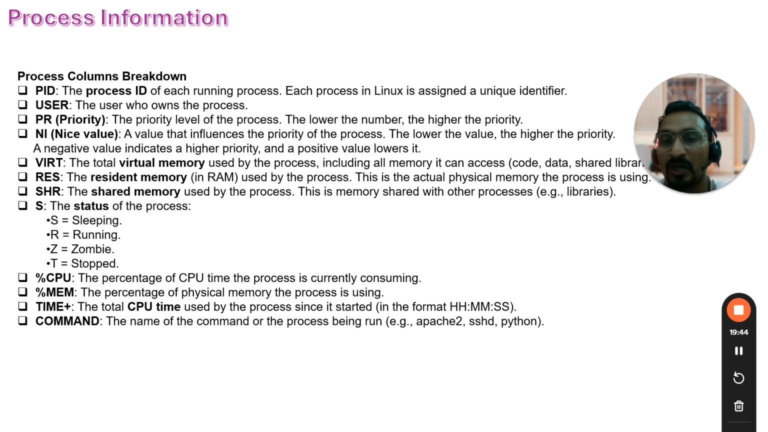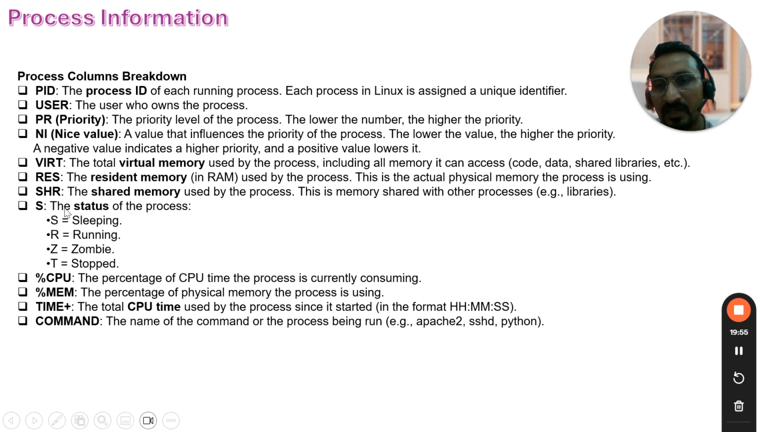Virtual is the total memory used by the process. It includes all the memory, that is the code, data, shared libraries, etc. Resident memory is the actual memory that is used by the process. Whenever your application comes up, how much memory that application takes up is this resident memory.